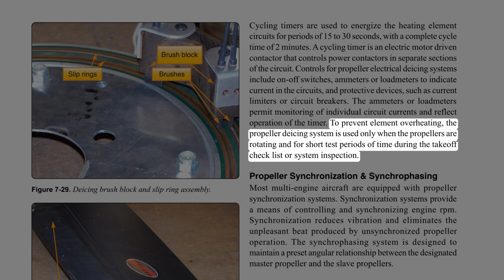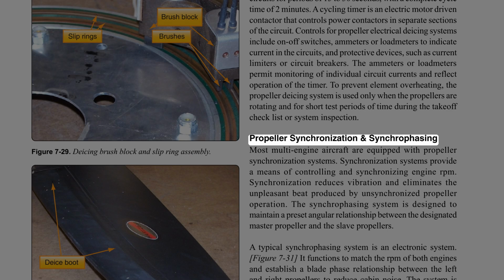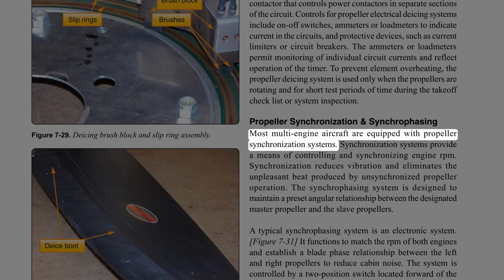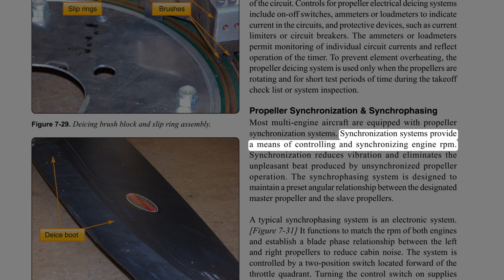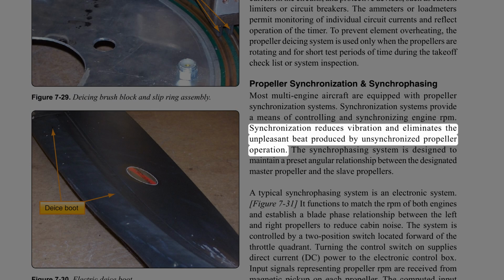To prevent element overheating, the propeller de-icing system is used only when the propellers are rotating and for short test periods of time during the takeoff checklist or system inspection. Propeller synchronization and synchrophasing. Most multi-engine aircraft are equipped with propeller synchronization systems. Synchronization systems provide a means of controlling and synchronizing engine RPM. Synchronization reduces vibration and eliminates the unpleasant beat produced by unsynchronized propeller operation.